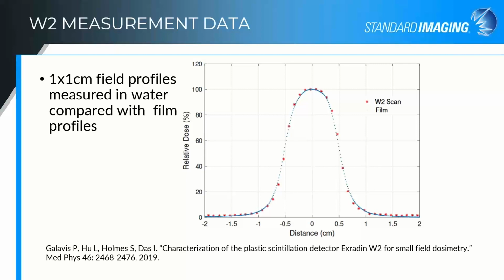You do come up with some good scans from it, though. This is from one of the early W2 publications from Paulina Galavis, where she was comparing the W2 scanning measurements with a film measurement. This is for a 1 cm field.